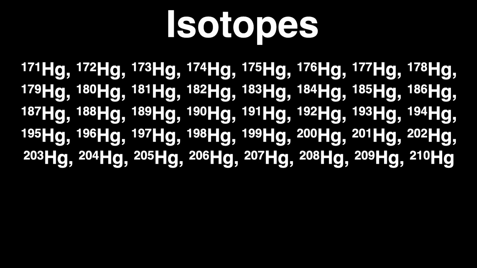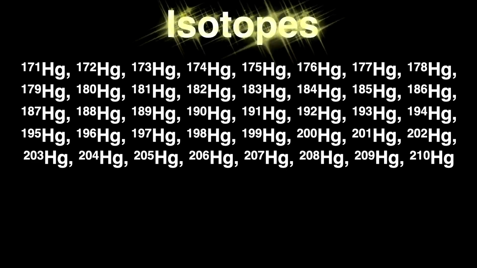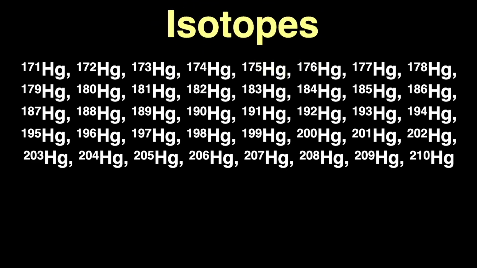Each element has many different forms. For each specific element, the number of protons in the nucleus is the same, 80 protons for mercury. But there can be different numbers of neutrons in the nucleus. All these different forms are called isotopes. They're chemically identical to each other, but with slightly different masses. The number you see next to the chemical symbol is the total number of protons and neutrons in the nucleus.